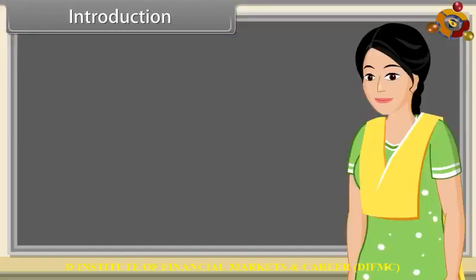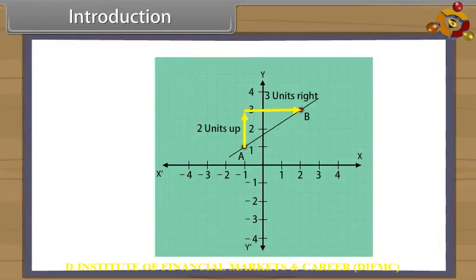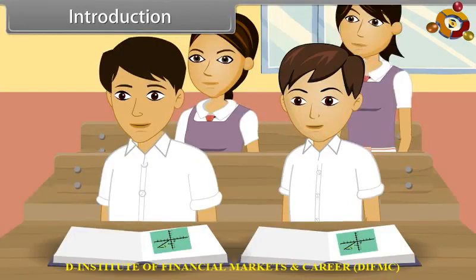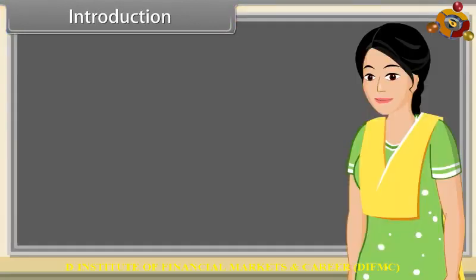A slope of a line represented by letter m is expressed as up or down movement divided by the right or left movement. Teacher, can you please explain us slope of the line? Yes. Come, I will tell you about the straight lines and the slope of the line.